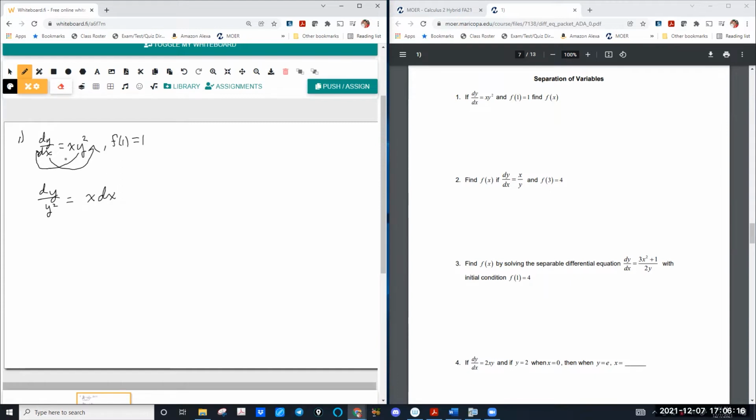Now, remember, you can only move things via multiplication and division, not addition and subtraction, and you need to move entire pieces. In other words, if you look at number 3 here on the worksheet, that 3x squared plus 1 all needs to stay together on whichever side it needs to go on. I think you'll get the hang of separation of variables really quick, but let's finish this one up and then see how we're doing. So once you've got them separated, the goal becomes to anti-differentiate both sides. So we need to do whatever we need to take these anti-derivatives.